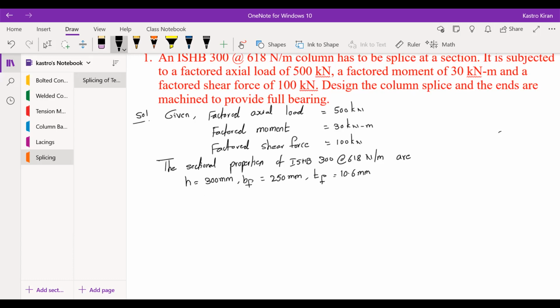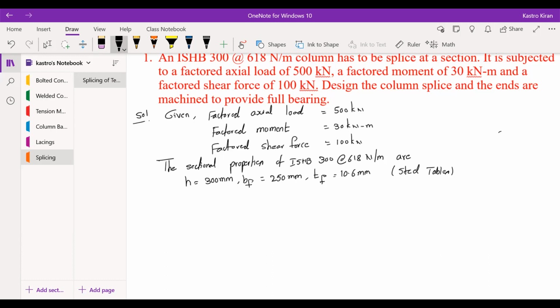So let's keep these values for the time being, and any other required values we can take at the time of requirement. Okay, so these are the sectional properties of ISHB 300 at the rate 618 Newton per meter. These values are obtained from the steel tables book.